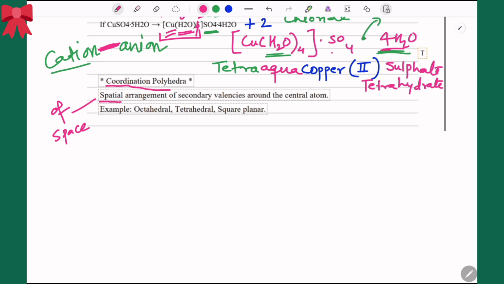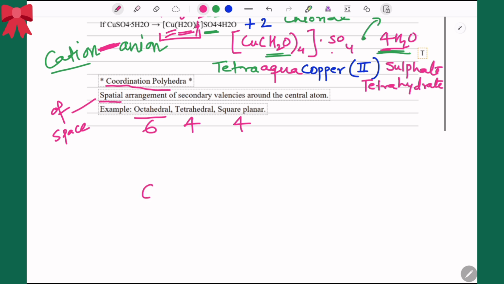So what kind of polyhedra you people can have? We can have octahedral polyhedra, octahedral shape. That means it will be due to the presence of 6 ligands. Tetrahedral we can have due to the presence of again 4 ligands. Square planar again we will have due to the presence of 4 ligands or 4 secondary valencies.